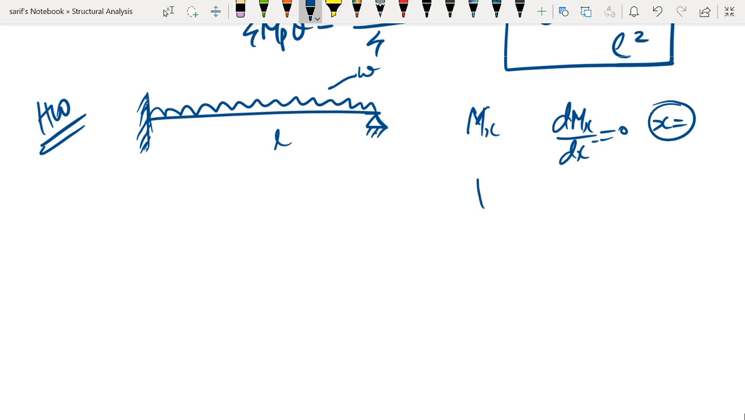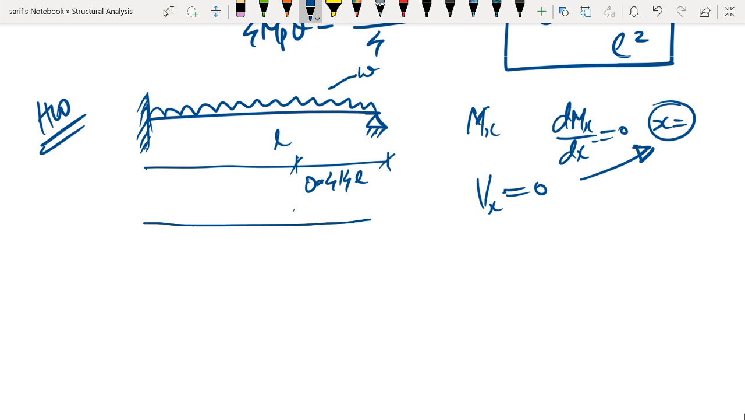Or another way is, at the point of maximum bending moment the shear force will be 0, so you can find the expression for Vx and equate that to 0. Either way you can find the location for maximum bending moment, and that location in case of a propped cantilever is going to be located at 0.414 L from the prop. So 0.414 L from the prop will be the point of maximum bending moment.